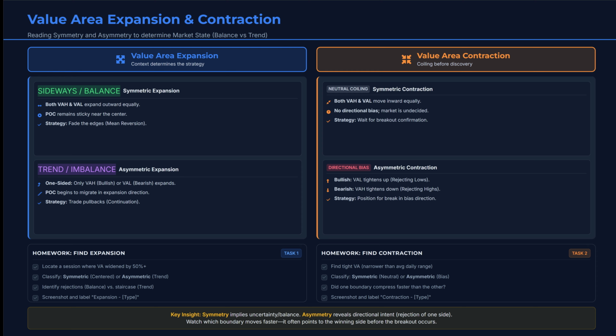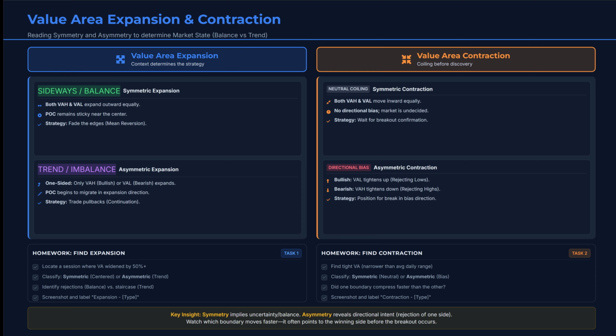Visual example: opening value area is 45.15 VAL to 45.35 VAH, 20 points wide. By midday, the VAL has compressed up to 45.25, while the VAH has only compressed down to 45.33. The value area is now 8 points wide, but the VAL moved 10 points up, while the VAH only moved 2 points down. That's bullish coiling.